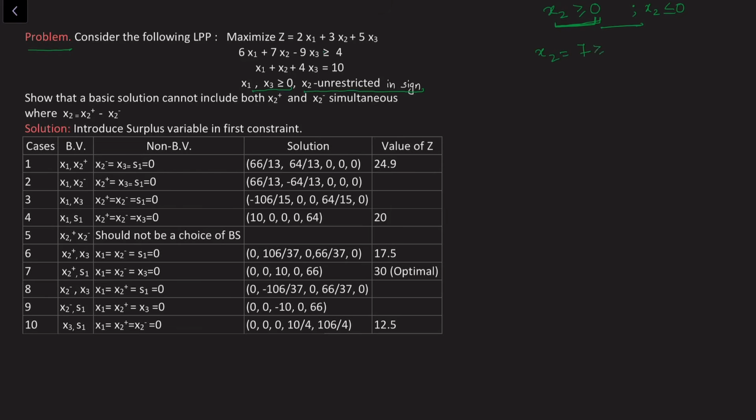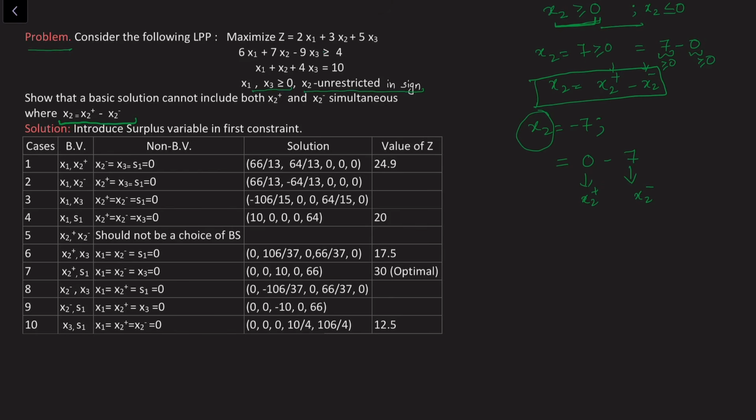So to avoid this situation, say for example, x2 may take a value of 7. Suppose it is a positive value. I can write this as 7 minus 0. So this 7 is non-negative, and 0 is non-negative. So I am writing x2 as the subtraction of two non-negative decision variables. This plus and minus is just a notation. Or suppose x2 takes the value minus 7. In this case, I can write this value as 0 minus 7, where 0 is x2 plus and 7 is x2 minus. So in both circumstances, whenever x2 is unrestricted in sign, I can write it as the subtraction of two non-negative decision variables. So this is what has been asked in the problem.